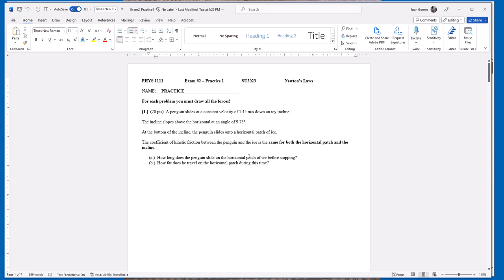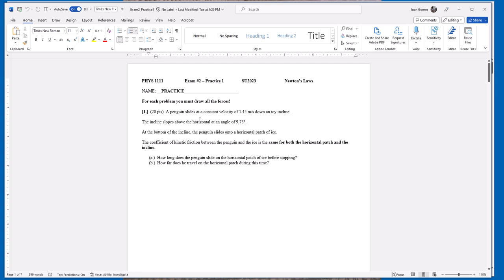Part A, I want to know how long the penguin slides on the horizontal patch before stopping, meaning his v final is going to be 0. So I want to know how much time he spends on the horizontal. And I want to know how far he travels, what is the distance x along the horizontal patch. So again, I want t for the horizontal patch, how long in seconds it takes for the penguin to stop, and x on the horizontal patch, how far he travels before he stops.